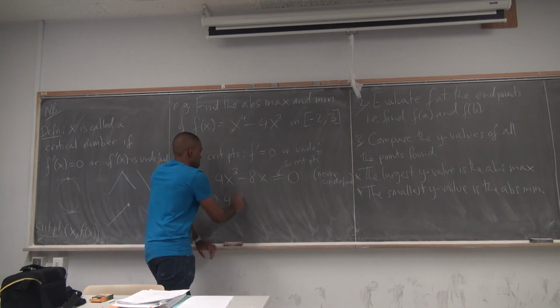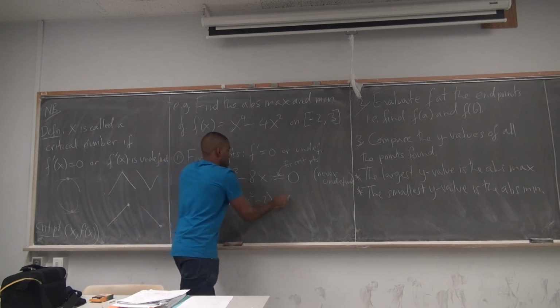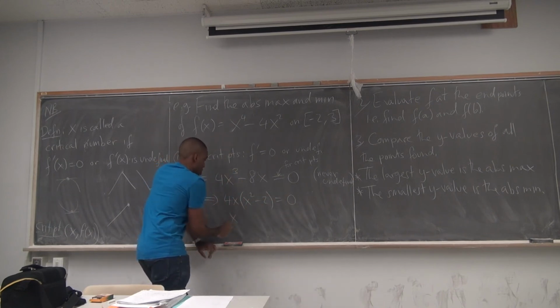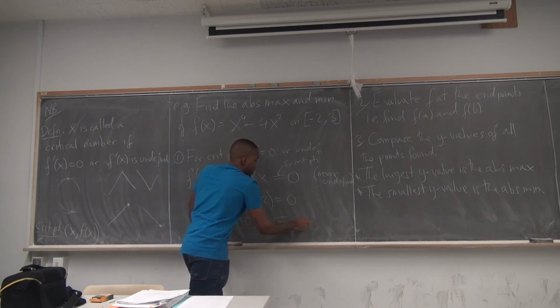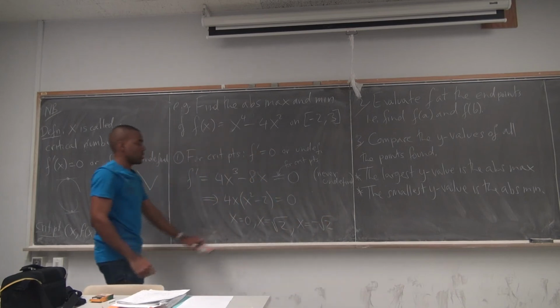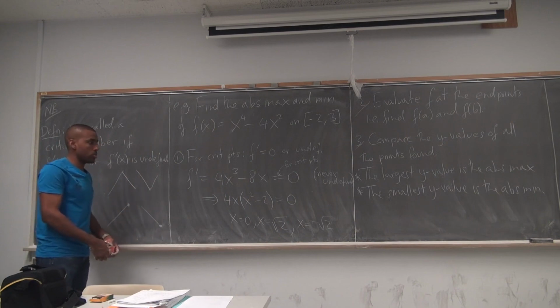I can take out a 4x. So x equals 0, or x equals radical 2, or x equals minus radical 2. So these are values that make the derivative 0 or undefined: x equals 0, x equals radical 2, x equals minus radical 2.